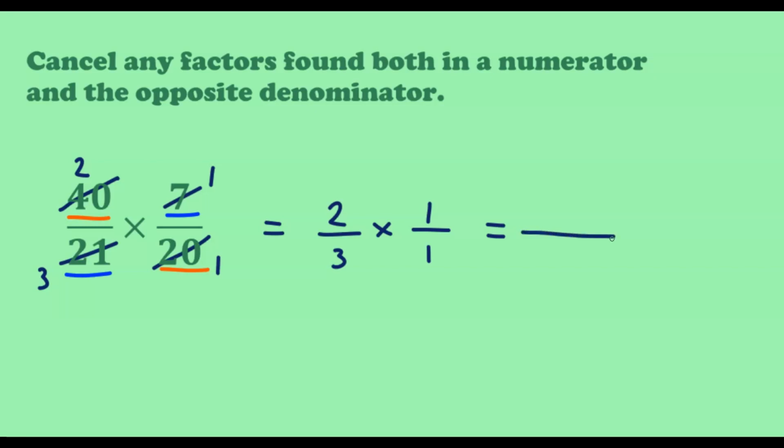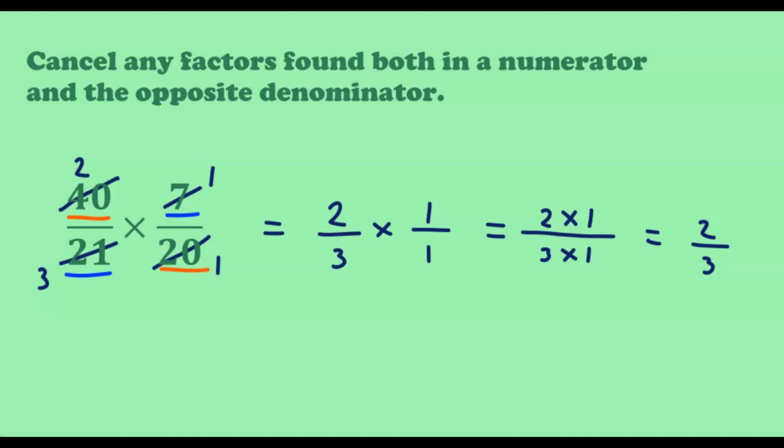First, we write the fraction line, and in the numerator, we multiply the numerators 2 and 1. So we have 2 times 1. And in the denominator, we will multiply the denominators of the two fractions. So we multiply 3 and 1. So here we have 3 times 1. So 2 times 1 is 2, and 3 times 1 is 3. And so this is our required answer. That is, 40 over 21 times 7 over 20 is equal to 2 over 3.